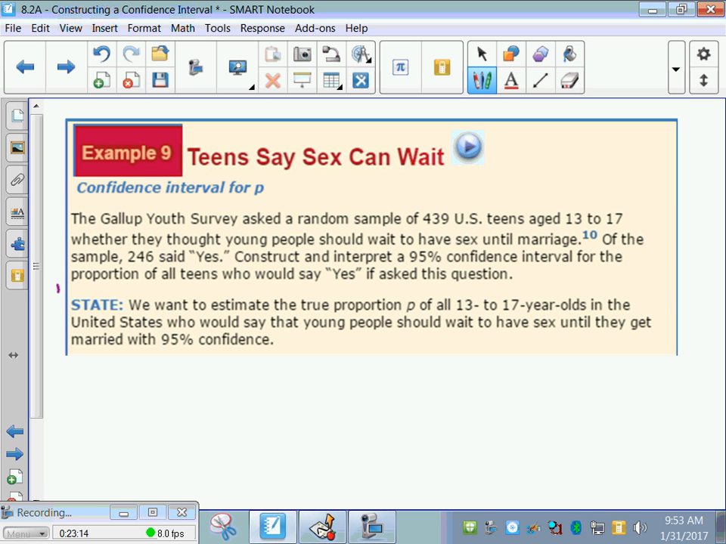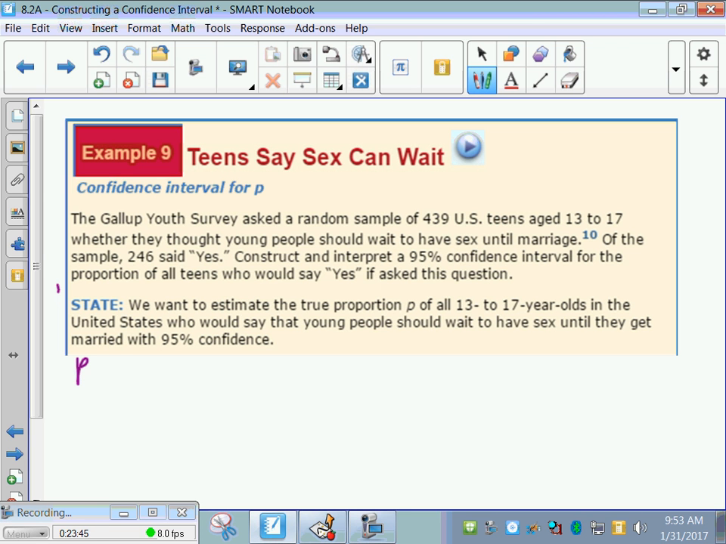Oh, I guess I accidentally wrote down the state part for you guys. So here's what you want to state. We want to estimate the true proportion p of all 13 to 17-year-olds in the U.S. who would say that young people should wait to have sex until they get married, with 95% confidence. So state what you're trying to find and make sure you include your confidence level. That's your state.